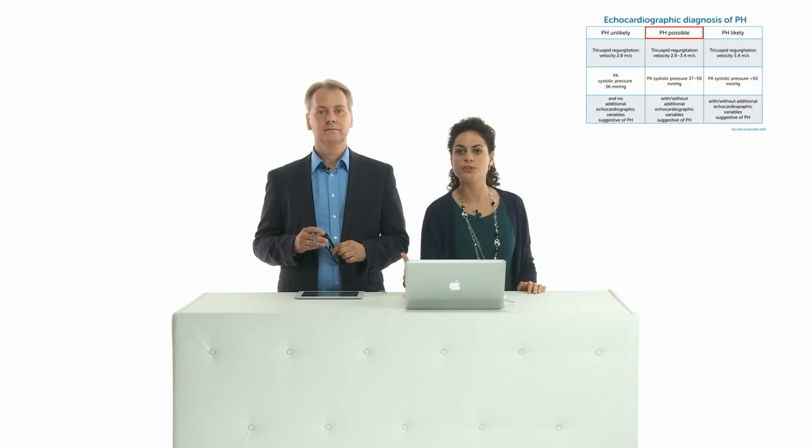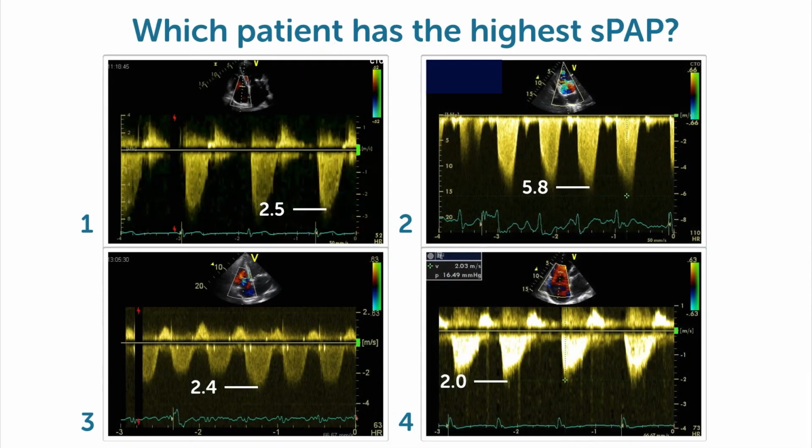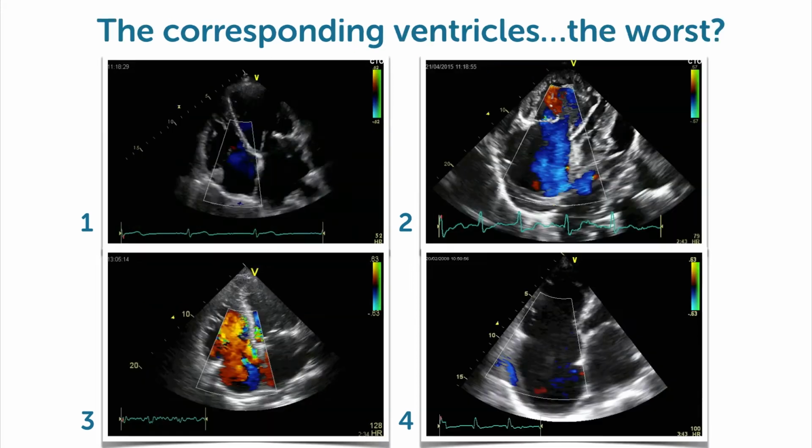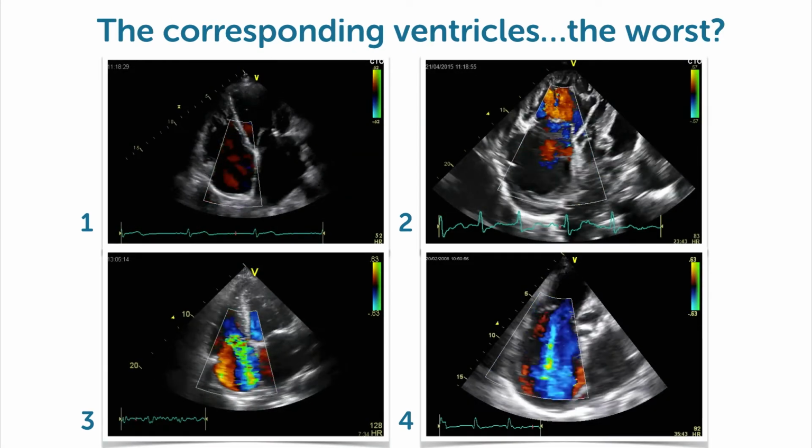For sure, we would now find out what the cause is. So to make things simple, look at the TR velocity in these 4 examples. Which patient do you think has the highest pulmonary arterial pressure? I guess you will all understand that the patient with the highest TR velocity definitely has the highest pulmonary arterial pressure. And let's look at the corresponding ventricles.